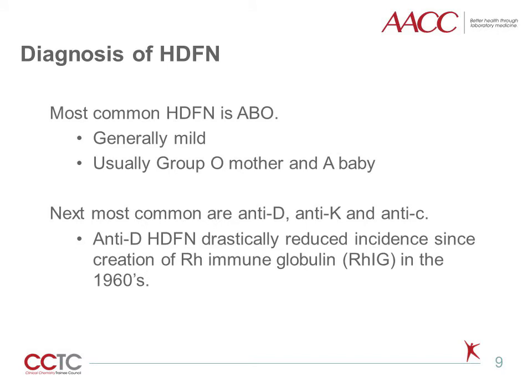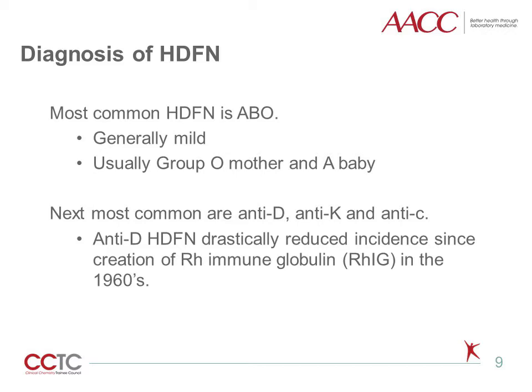The most common HDFN is that due to ABO. This type of HDFN is generally mild and usually involves a Group O mother and a Group A baby. The next most common antibodies involved in HDFN are anti-D, followed by anti-big K, and anti-little c. It is worth noting that the incidence of anti-D HDFN has decreased dramatically since the creation of RhIg, or Rh immunoglobulin, in the 1960s.